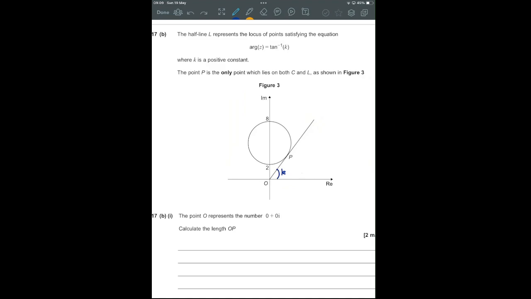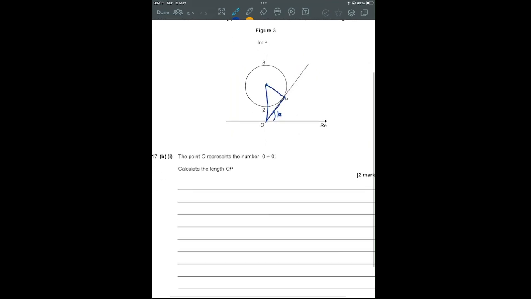Where K is a positive constant, the point P is the only point which lies on both of them. O represents the origin. Calculate the length of that. So we need to try and find some kind of right-angled triangle that will get us what we want. Almost always the centre of the circle is a brilliant place to go. So I think that there is a right-angled triangle which I'm going to focus on. I'm going to call the centre C, and I'm going to draw that triangle over here. So that's OPC. I know that OPC is a right angle because a tangent meets a radius at a right angle. I know that C to P is a length of 3 because the radius was 3.